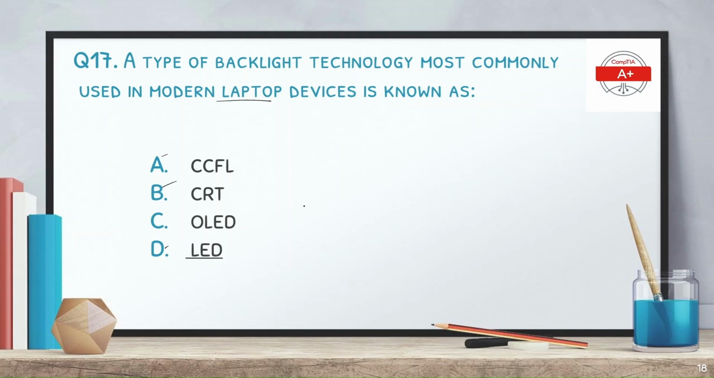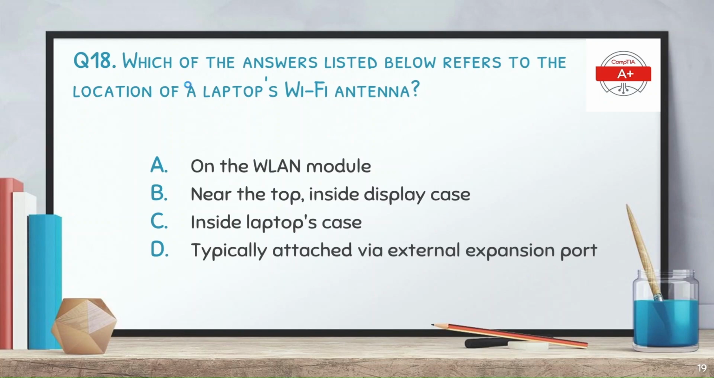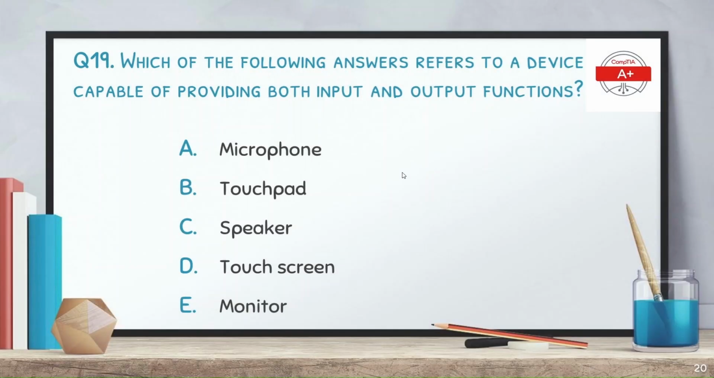And the correct option is the LED or light emitting diode. Question number 18 is that which of the answers listed below refers to the location of a laptop Wi-Fi antenna? And the options are A, on the WLAN or wireless LAN module, B, near the top inside display case, C, inside laptop case, and D, typically attached via external expansion port. And the correct option is the laptop Wi-Fi antenna is located near the top inside the display.